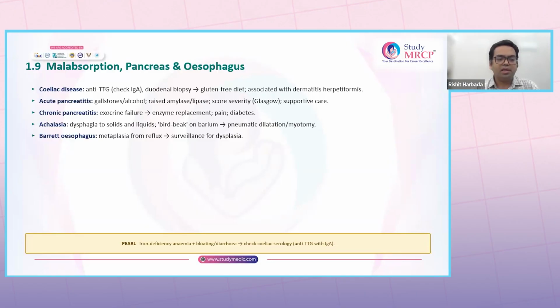Some important pearls I'll consider here. So iron deficiency anemia, diarrhea, bloating, think about celiac disease. Anti-TTG IgA is the test of choice. Do the biopsy first, real-time biopsy, and then put the treatment.